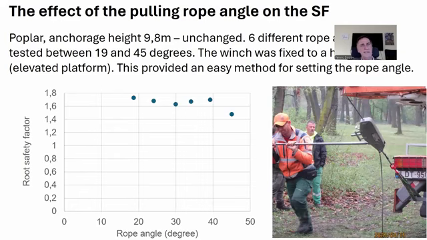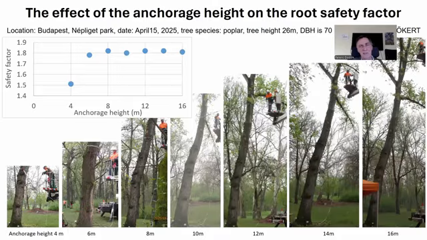And we also tested the effect of the rope angle. The angle was tested between 19 and 45 degrees. And again, we got a very similar safety factor, quite interesting. We first did the anchorage height test, this one. The safety factor was around 1.8. We waited at least 15 minutes between tests.